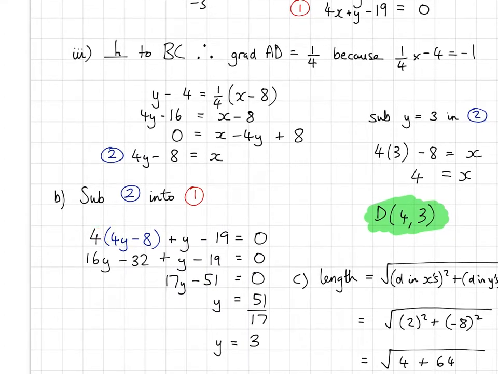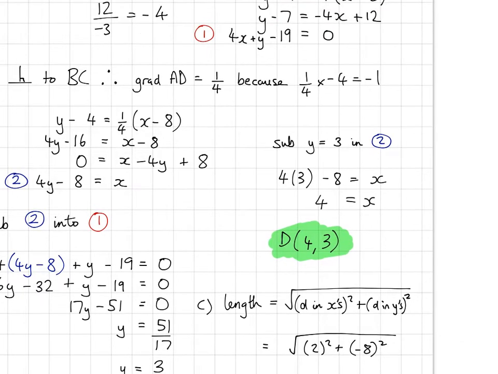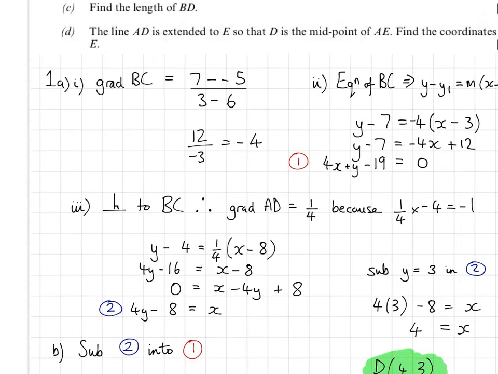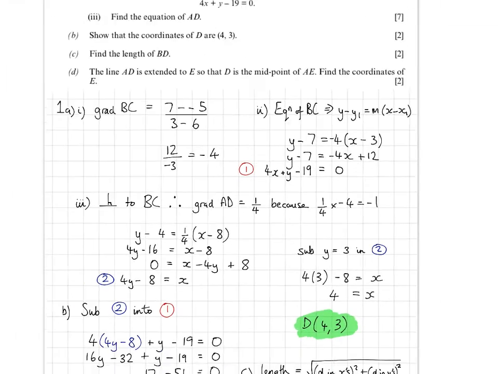So it's 4x, so I changed it to 4(4y minus 8), so I multiply that bracket out, and then plus y, and then minus 19 equals 0. I've expanded that bracket out and solved it and found that my y value is 3, and then up here I have subbed in my y value of 3 into 2, so 4 times 3, take away 8 is 4, and so I've proved that my x coordinate is 4 and my y coordinate is 3. If you go back and check in the question, it tells you that's what it should have been, so we know that we've got the right answer already.